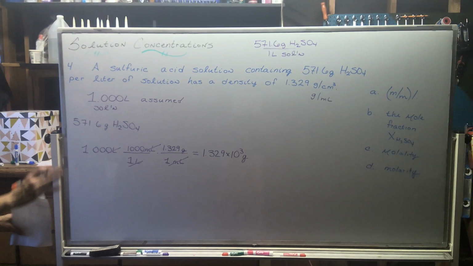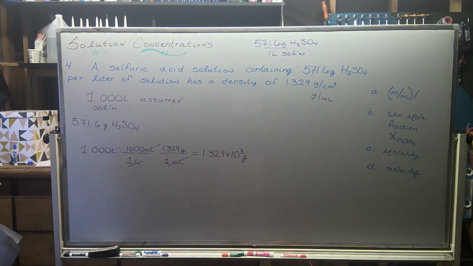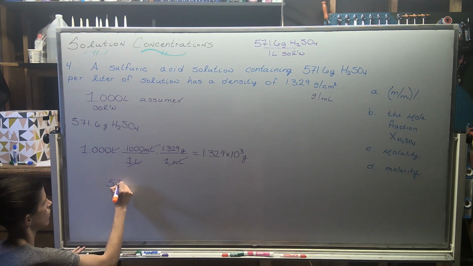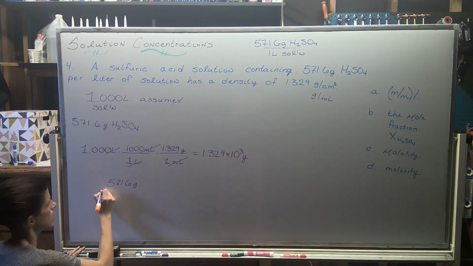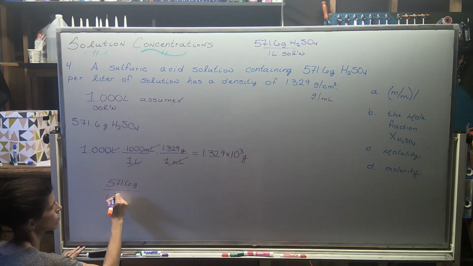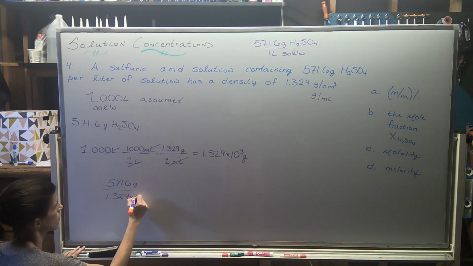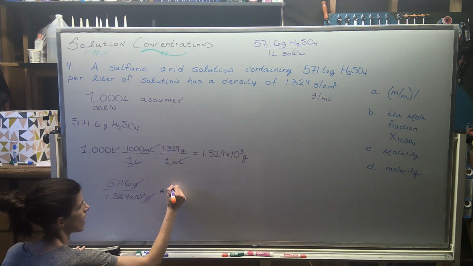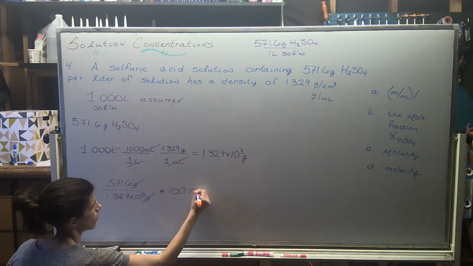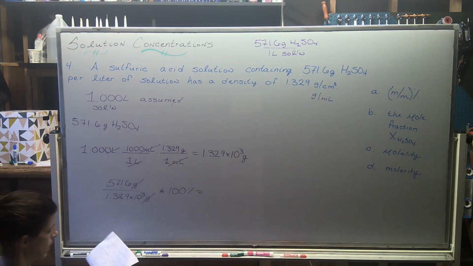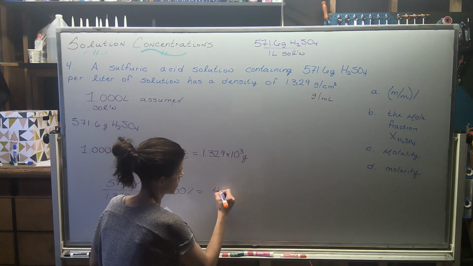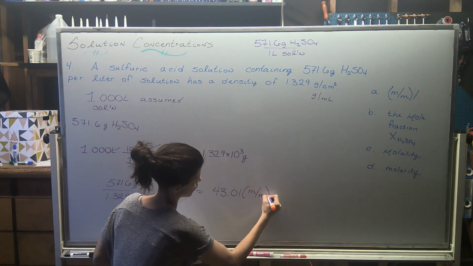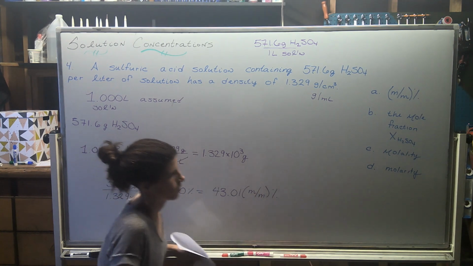So now we're ready to calculate the mass by mass percent, right? Because we're going to do the mass of our solute, the sulfuric acid, divided by the mass of the solution. And then the grams will cancel the grams, and it's a percent. So I need to multiply by 100. And I got 43.01 mass by mass percent for that first one.